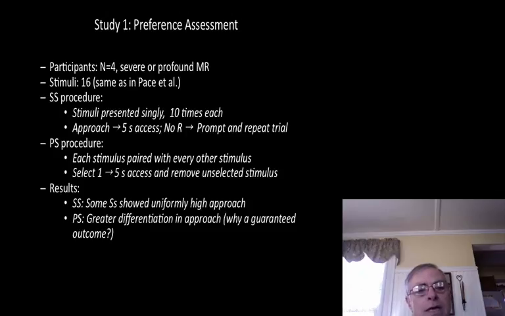And the results was that single stimulus, some subjects showed uniformly high approach. So sometimes they would only reach out and play with the thing that they really liked, where others, they'd show you something else that you didn't particularly like, you wouldn't reach out to play with. But the paired stimulus, there was much greater differentiation in approach. Why? Exactly what I've been saying.